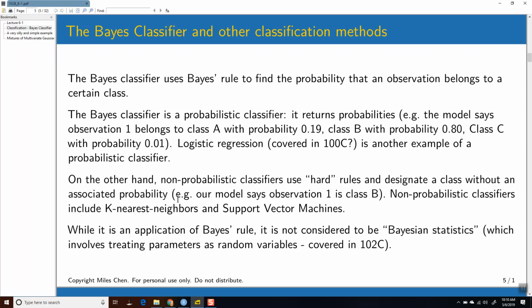And this is also important to note. The Bayes classifier is an application of Bayes' rule, but it's not considered to be Bayesian statistics. Bayesian statistics we cover in 102C, and the big idea there is you treat your unknown parameters as random variables rather than fixed values. But today we're going to just treat them as fixed values. We use Bayes' rule, so this is the Bayes classifier.